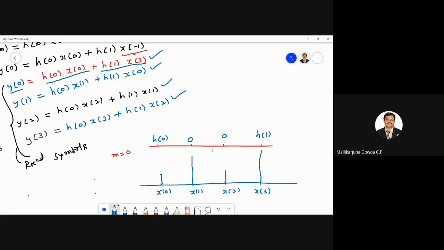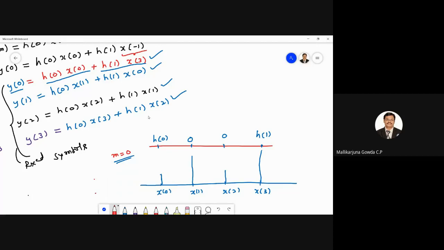Yes, hope you got this point. Why I wrote here h of 0, then 0, then 0, then h of 1, I just represented in this manner. Okay, for y of 0, that is when m equal to 0, right? In the same way, I can write for other things also.